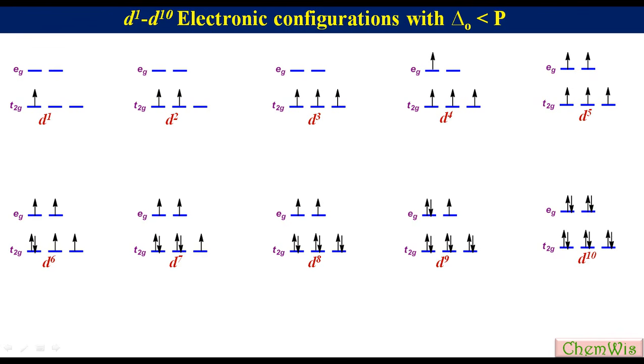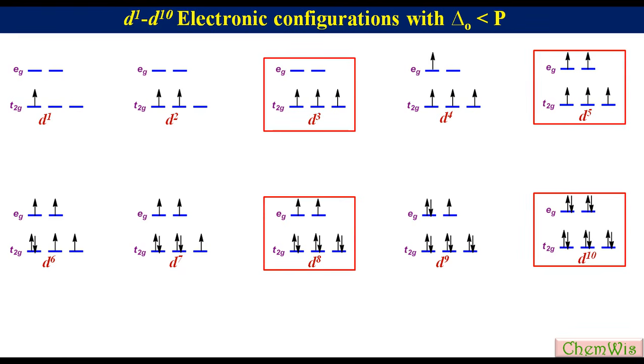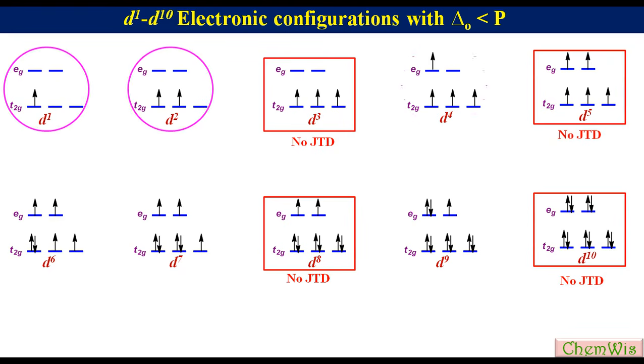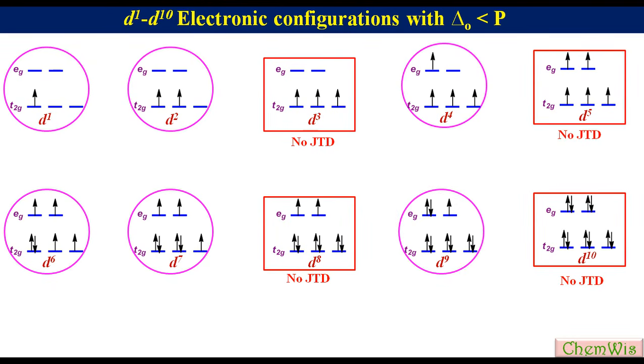Let's examine the Jahn-Teller distortion in octahedral complexes having d1 to d10 electrons in the metal ion with delta O less than pairing energy. Here, we can see that d3, d5, d8 and d10 have symmetrically filled d orbitals, so they will not show Jahn-Teller distortion. While d1, d2, d4, d6, d7 and d9 have unsymmetrically filled d orbitals, so they will show Jahn-Teller distortion.